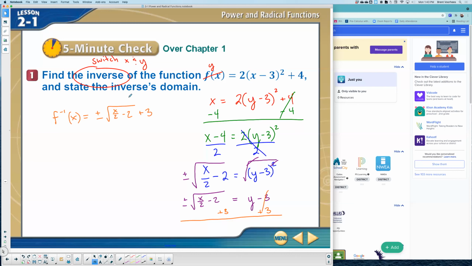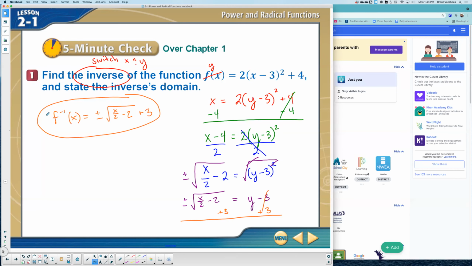You could not simplify inside. You could not add that 3 with the negative 2 because that 3 is outside the square root. Otherwise, it wouldn't be equal. You wouldn't be adding the same number on both sides. All right. State the inverse's domain.